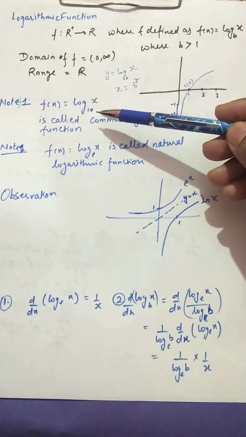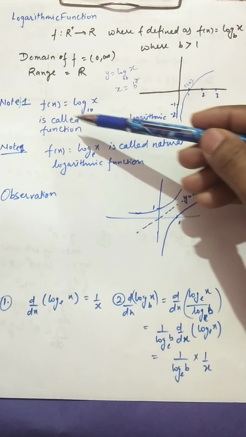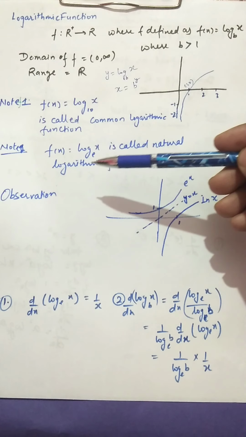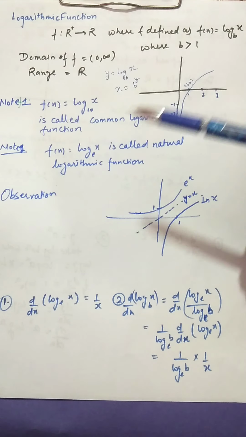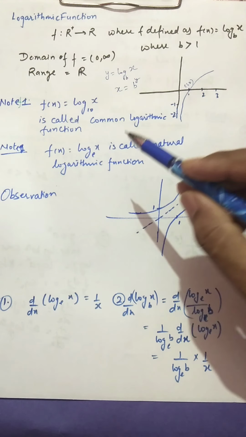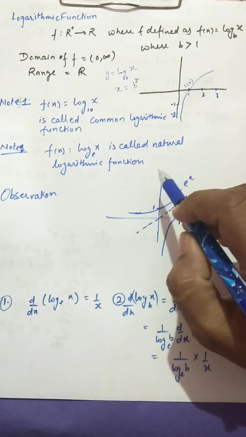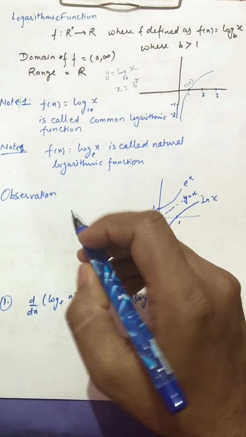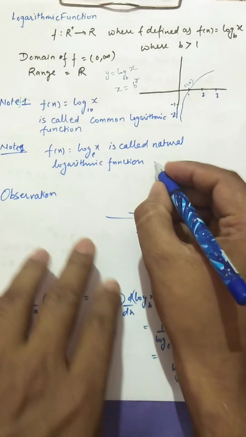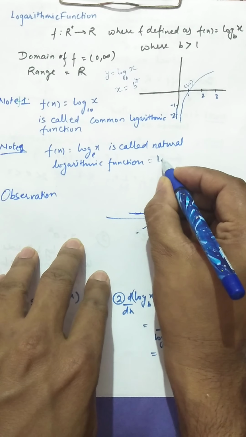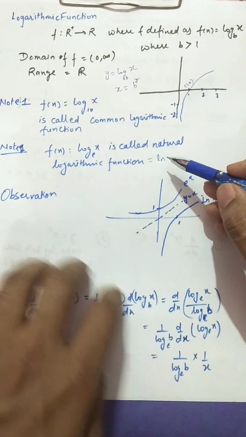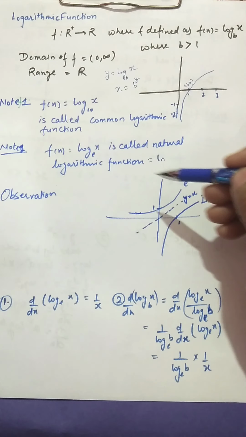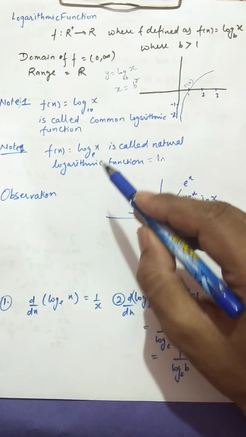Now in particular, if I take the value of b as 10, then log base 10 of x is called the common logarithmic function. And if I take b as e, which as I already discussed is approximately 2.7, then this function is called the natural logarithmic function. Natural logarithmic function is also written in this way, but I request you to keep this notation in mind but not use it, because in CBSE we hardly see it. We majorly use the notation log e x.